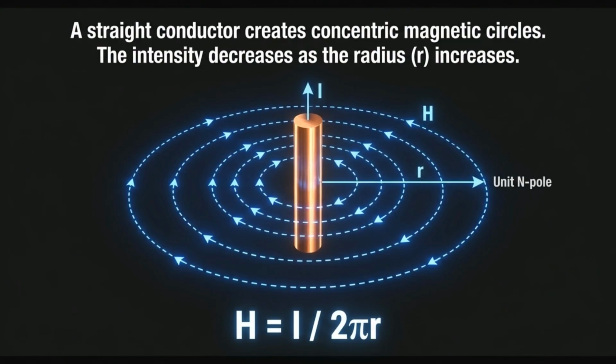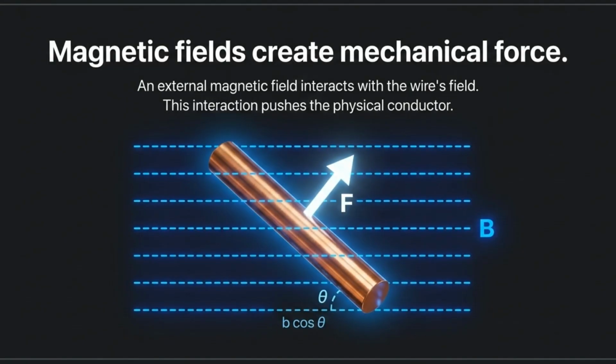A straight conductor produces concentric magnetic circles. The magnetic intensity, H, decreases as the distance, r, from the conductor increases, following the formula H equals I/2πr. Magnetic fields exert a mechanical force on conductors carrying current. This happens when the wire's field interacts with an external magnetic field, pushing the conductor.